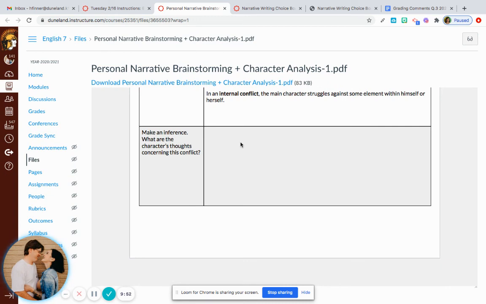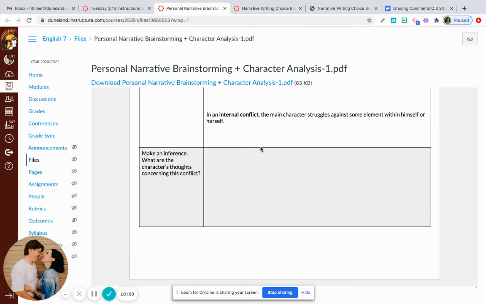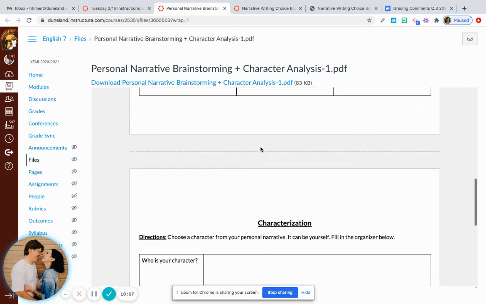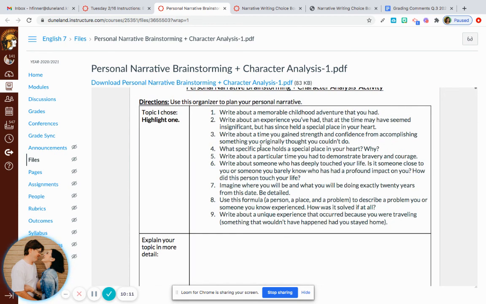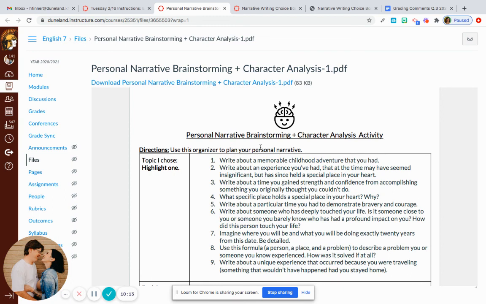And then the last step of this assignment, make an inference or an educated guess. What are the character's thoughts concerning this conflict? Again, I'm just looking for effort like every assignment. When I look at this, I don't want it to be mainly empty. I want to know that you really thought about this and that you're putting forth your best effort.